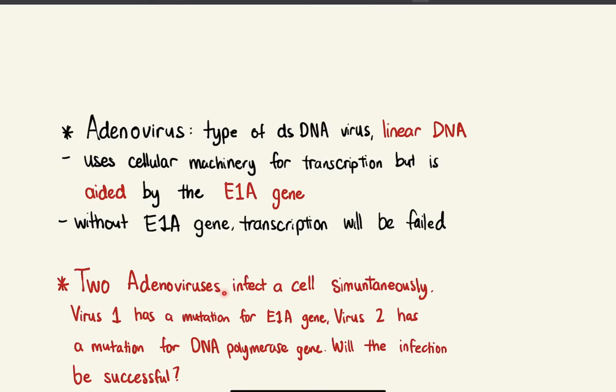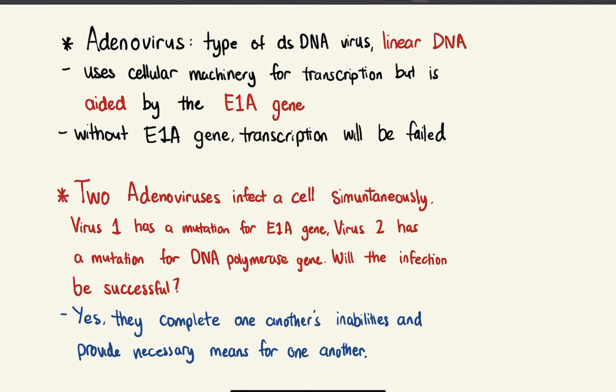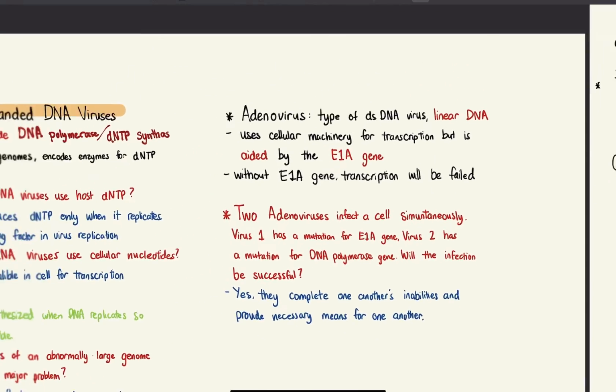Two adenoviruses infected a cell simultaneously. Virus 1 has a mutation in the E1A gene. Virus 2 has a mutation in the DNA polymerase gene. Will the infection be successful? Well, yes, because they are making up for one another's inabilities and providing the necessary means for transcription to happen. Well, there you go.